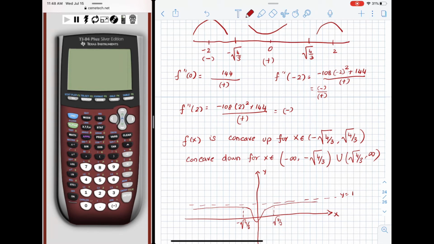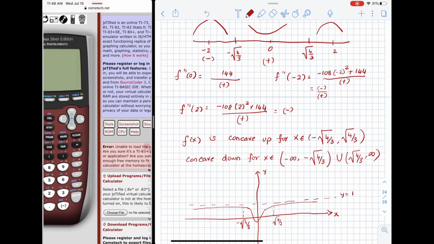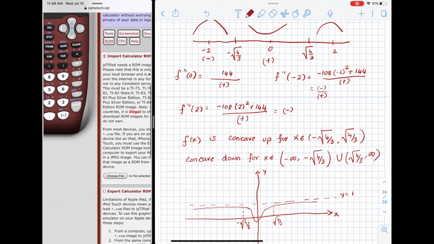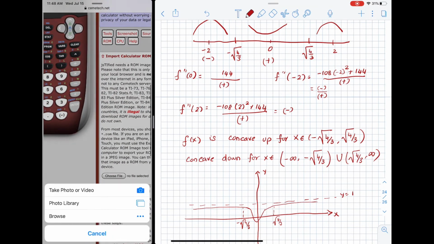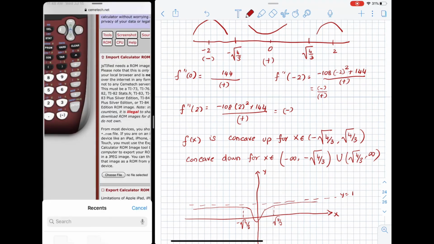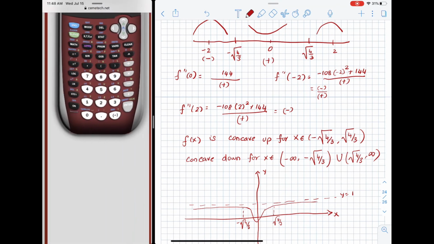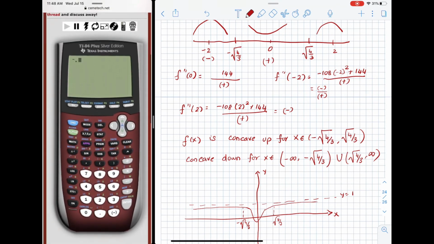Let's see if this is correct. Now that is just a guess. Of course, I could be wrong. We will see. And I'm coming up with that shape based on the inferences that I have from the first and second derivative tests. So x squared minus 9 divided by x squared plus 9.